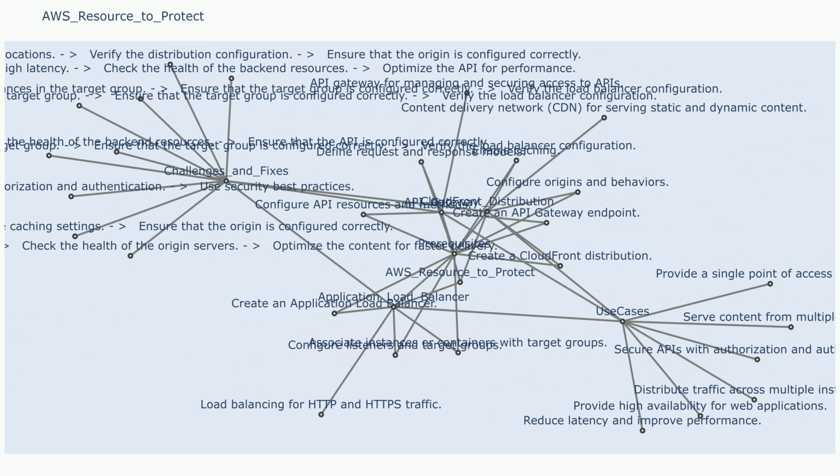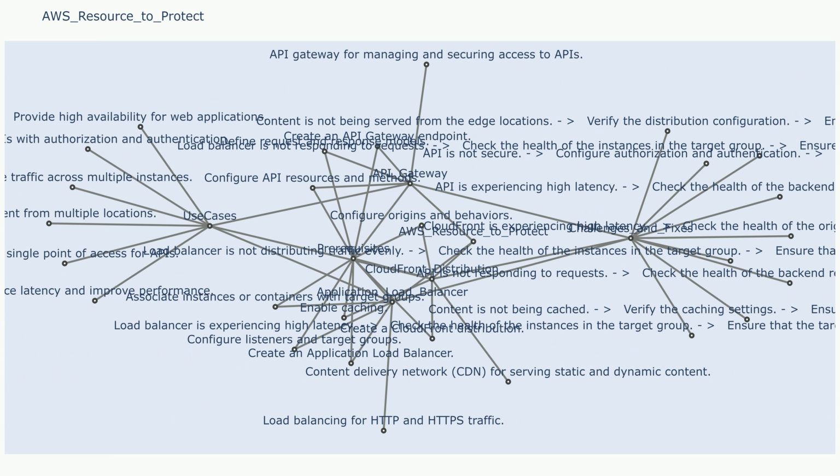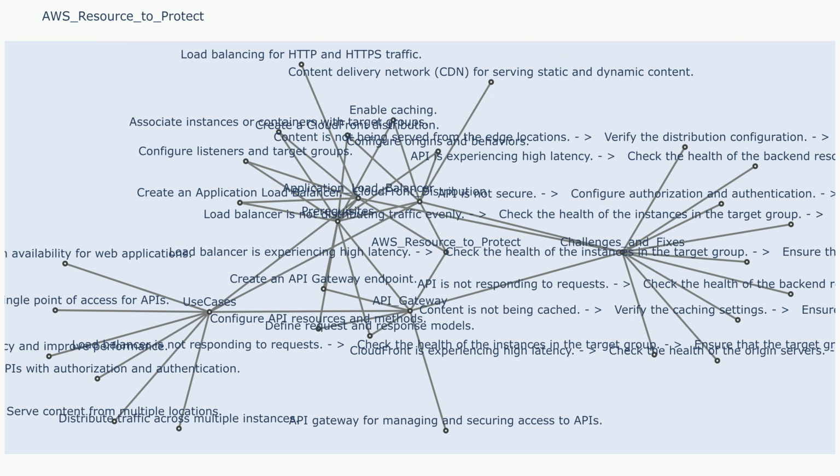Check the health of the instances in the target group. Ensure that the target group is configured correctly. Verify the load balancer configuration. Optimize the instances in the target group for performance. Consider using a faster network connection for the load balancer. Reduce the load on the load balancer by adding more instances to the target group or by implementing a caching layer. Check if the load balancer is configured with a large enough timeout value.